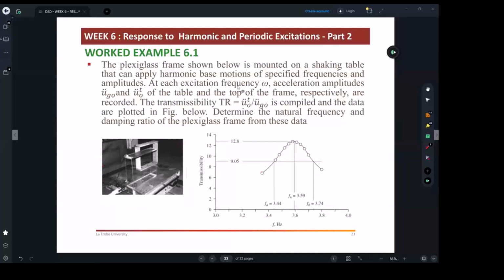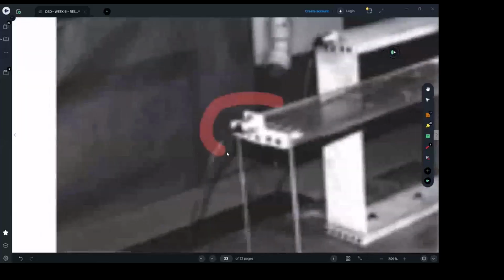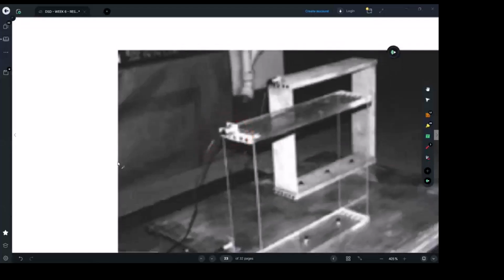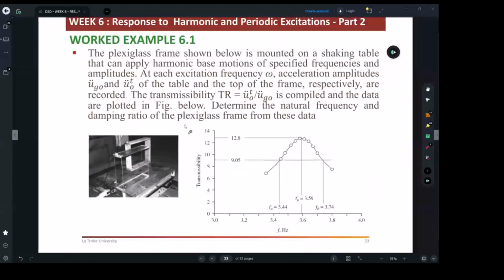At each set frequency and acceleration amplitude of the table, there is an accelerometer you see at the top here. This is the accelerometer I was talking about. It is connected at the top to measure the acceleration amplitudes both at the base level and at the top of the frame. They were recorded so they could be used to plot it.